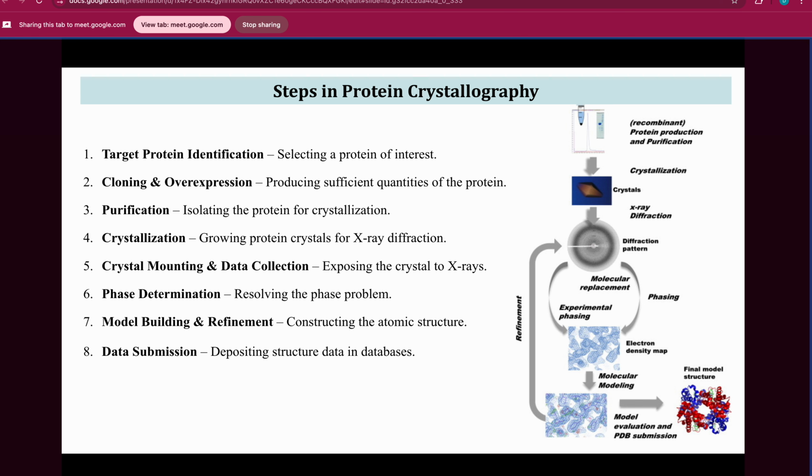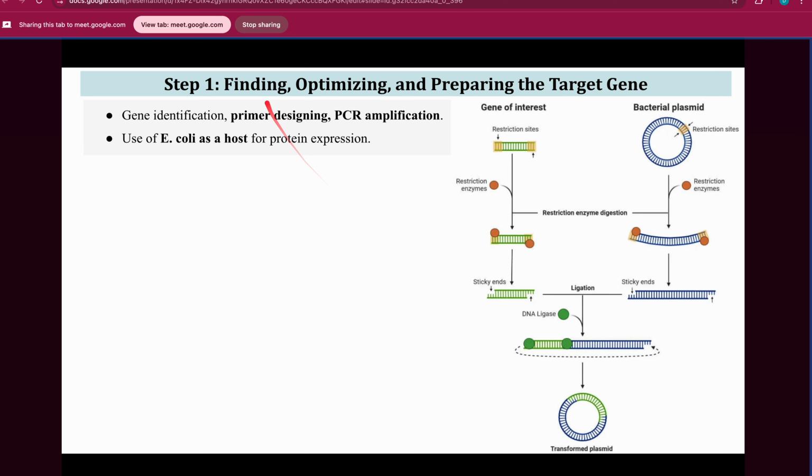Now one by one we will be looking into the details of these steps. The first step is finding, optimizing and preparing the target gene. For gene identification, we need to find the gene of interest, because these genes ultimately form the proteins by translation. So we will take the gene which gives rise to a protein for which we want to analyze the structure.